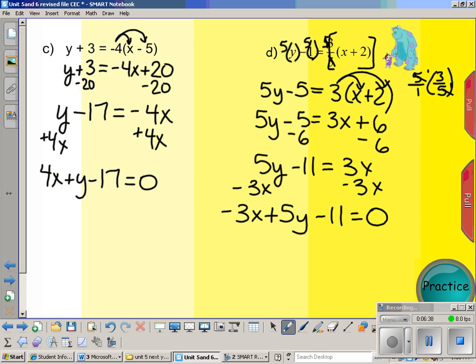So let's do our check. Are we equal to 0? Yes. Do we have any fractions or decimals? No. Is our a positive? No. We need to make a positive. So just like we did in the very first example, either think about it in the fact that you're going to divide every term by -1, or you're going to multiply every term by -1. Ultimately, you are simply changing every sign. So 3x minus 5y plus 11 equals 0. And now you have written it in general form.